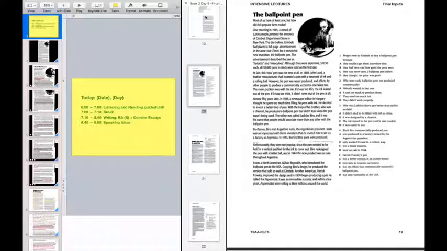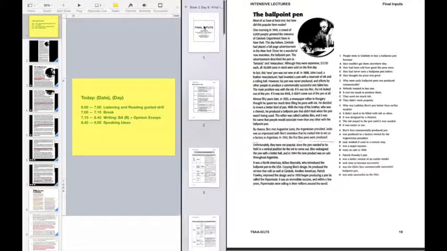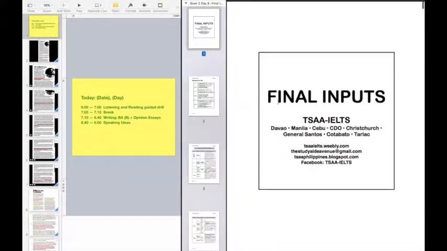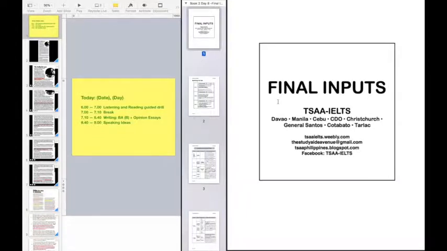Now for the reading part, direct the class to the final input portion of their course book, and this can be found after that separator. There's this green or red colored sheet right after page 80 of the first part of their book, and they should find the label final input somewhere there in the first page. And this is actually part of the final input discussion.